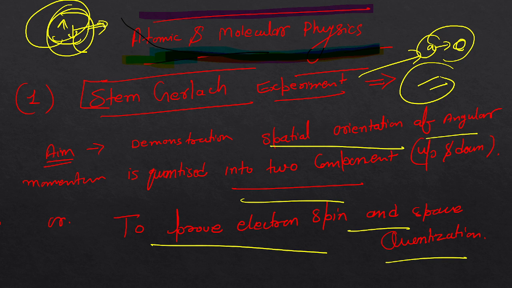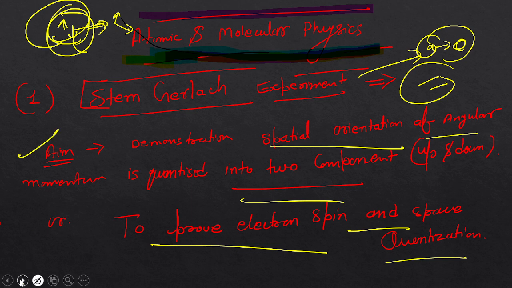So there will be quantization of angular momentum, which we are going to prove in this video through this experiment, and that's why it is very important. So you got it, what is the aim of this experiment? This experiment just wants to prove that there is a spatial orientation of the angular momentum, which is quantized and has two components, up and down. And it also wants to prove that yes, there is electron spin. So this was the aim.